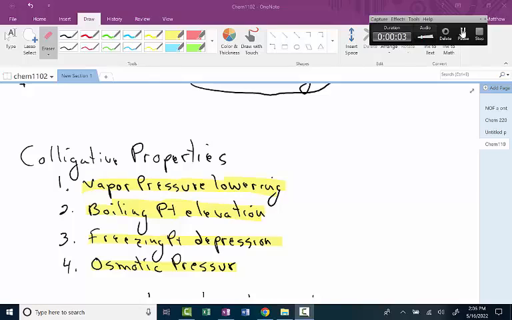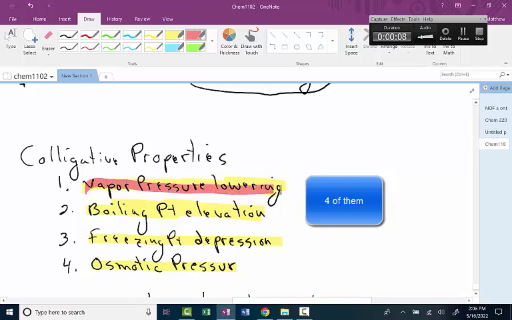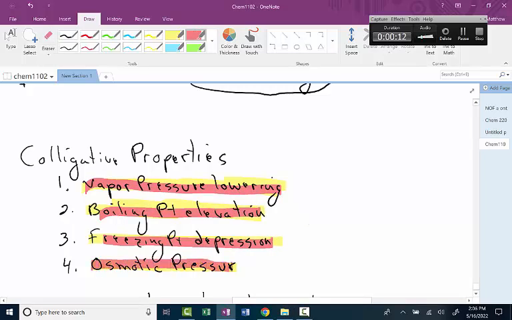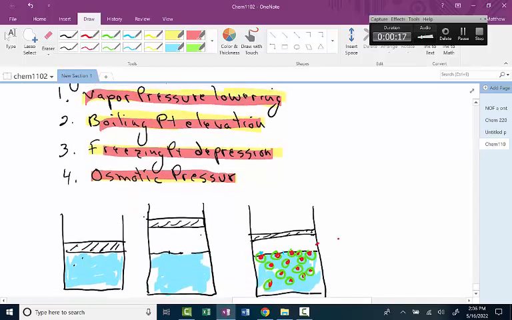This video is on colligative properties. We're going to talk about three of them: vapor pressure lowering, boiling point elevation, freezing point depression, and osmotic pressure. And then I'll make another video on how to do calculations with them.